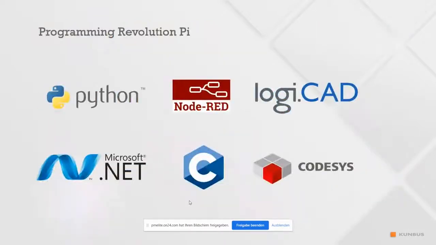And you can program the thin edge. Send data to thin edge from Revolution Pi with Python. We already did that. We have an example with Node-RED, with Logicat, with Microsoft .NET, C and Codesys.